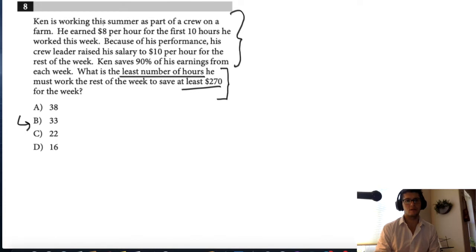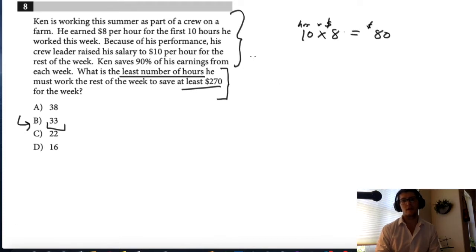He earns, so I'm going to read the rest of this now. So we're seeing, does he have to work 33 hours to make this much money? He earns $8 an hour for the first 10 hours. Okay, so let's extract and use that right away. $8, 10 hours times dollars. And that's going to equal $80. So no matter what, for the first 10 hours, that's what he makes.